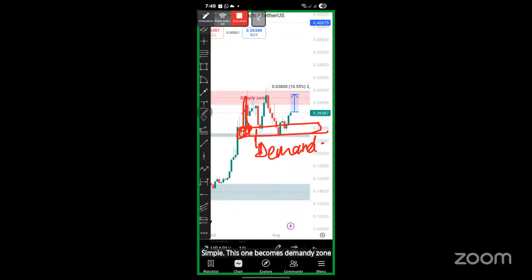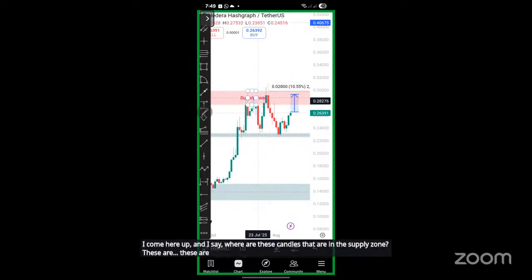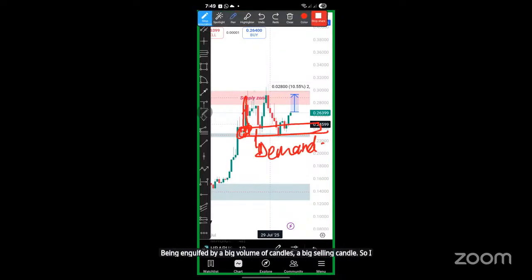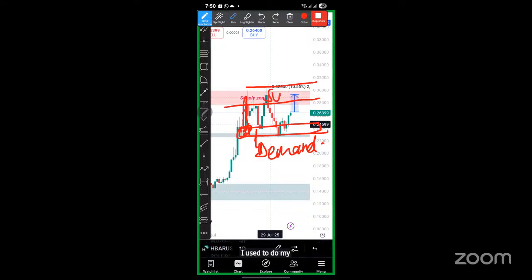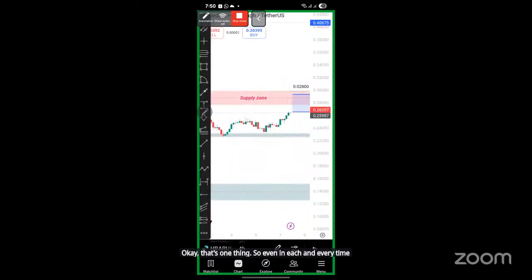So after completing that, I come here up and I say, where are these candles that are in the supply zone? These are the candles that are making a tip. I want to identify a small candle being engulfed by a big volume candle, a big selling candle. So I come here, I do my supply. This is it. I do my supply zone and I label it supply zone. Okay, that's 1 day. So even in each and every time frame, you can find a demand zone.